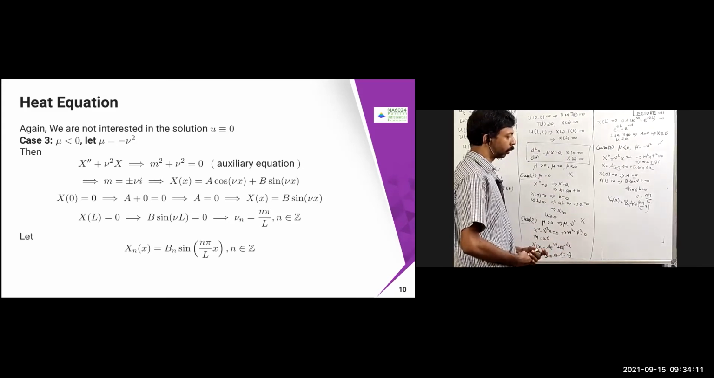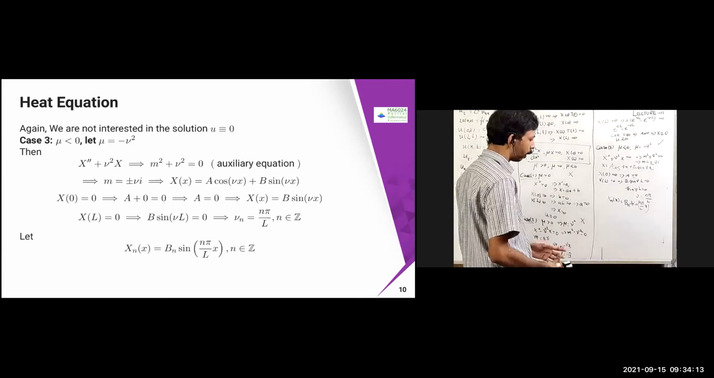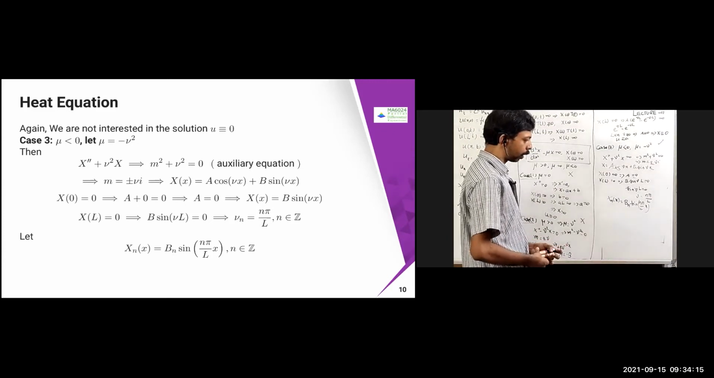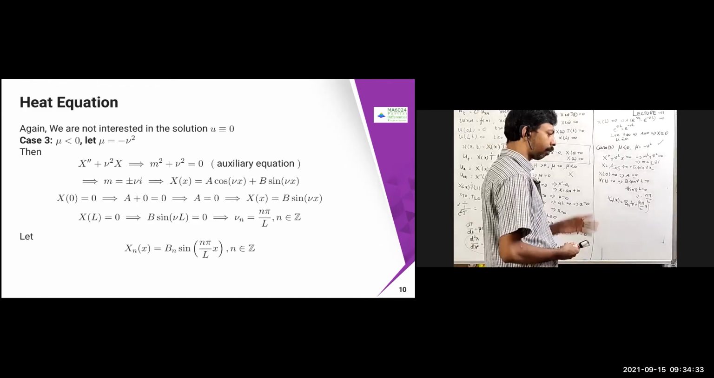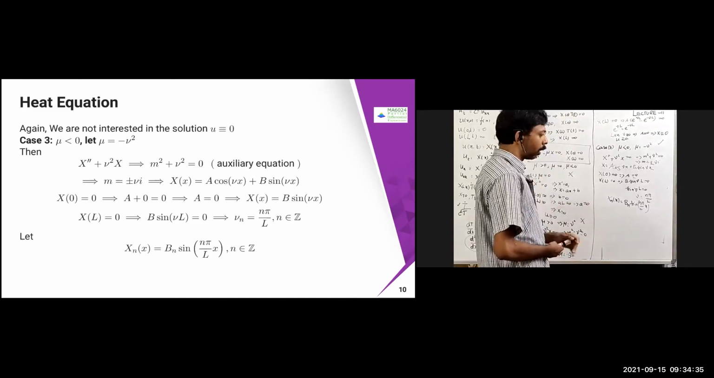Okay. There is nothing more. Yeah, one more question. In the starting, when you start with u of x, y equal to X of x and Y of y, my question is, how do we know that the solution is a function of two independent functions? Is there a theorem or something? That is a good question.